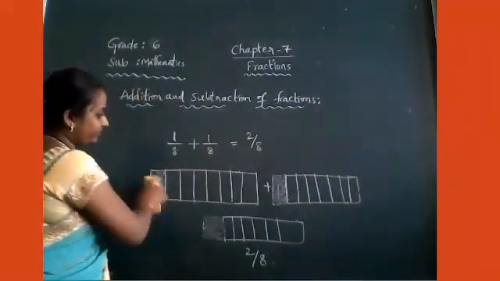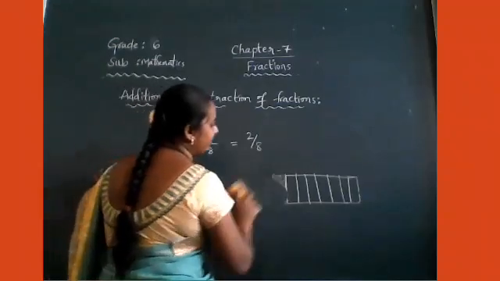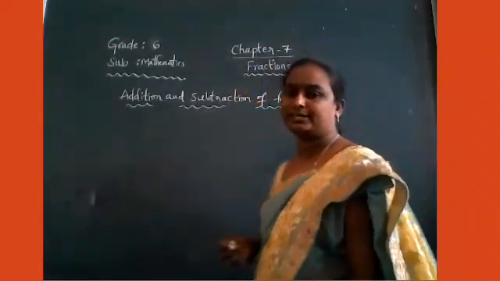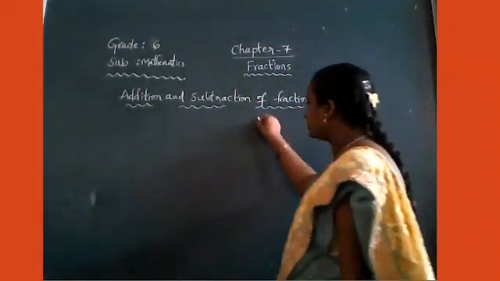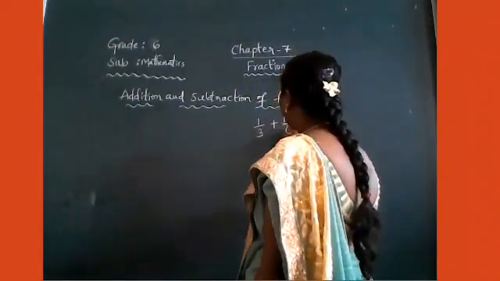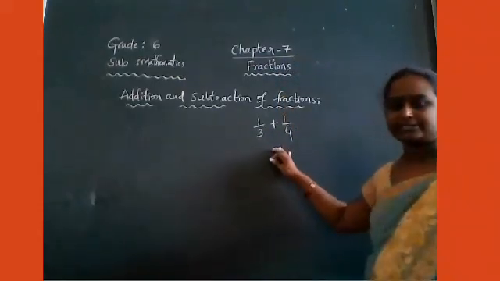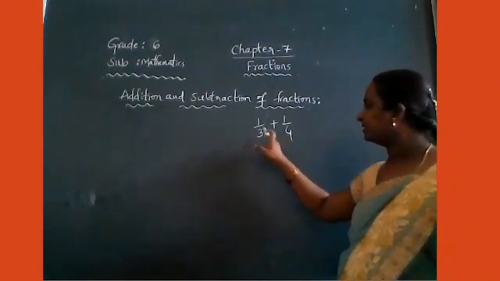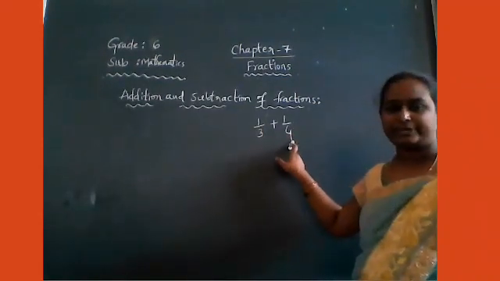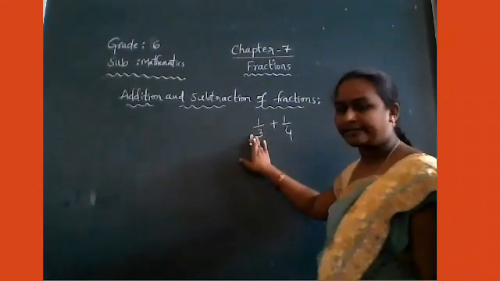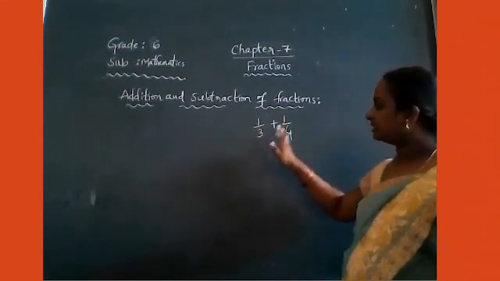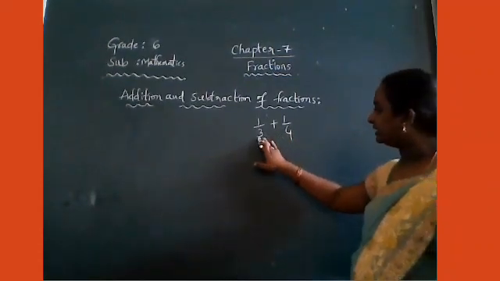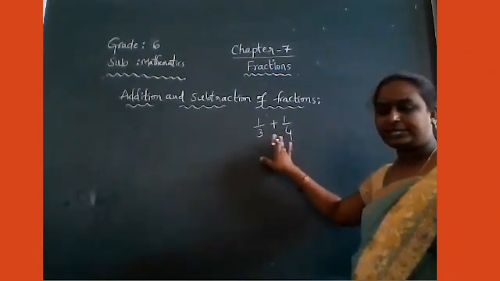Without using the pictorial representation, how to add unlike fractions? Suppose 1 by 3 plus 1 by 4. Are these like fractions or unlike fractions? These are unlike fractions. Why? Because the denominators are different. Fractions having different denominators are called unlike fractions. So here 3 and 4 are both different.